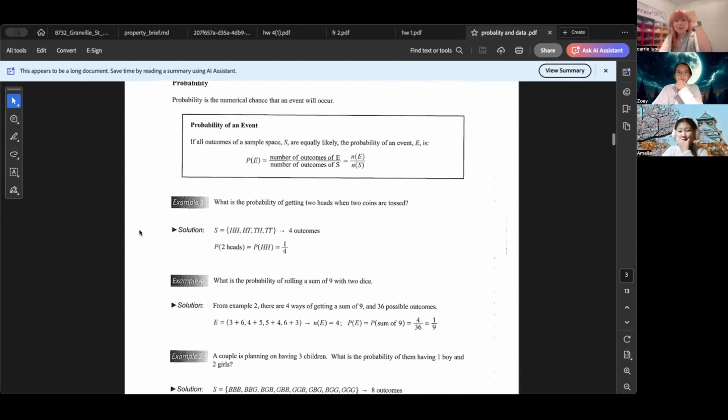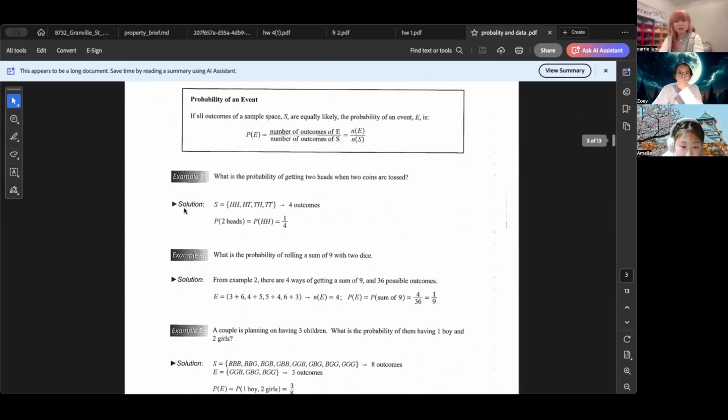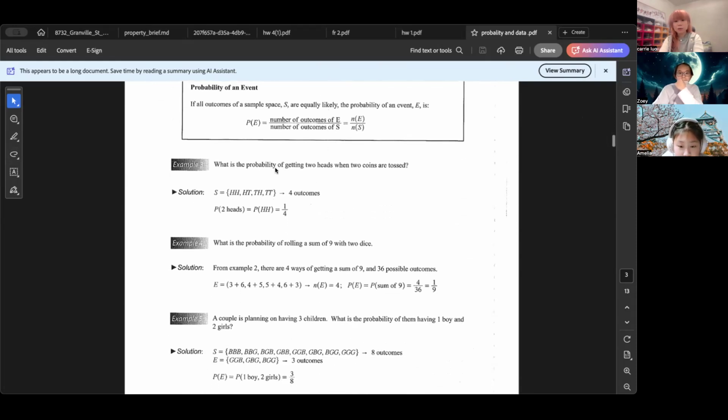Okay, so let's take a look at this one. The probability of an event: if all outcomes of the sample space S are equally likely, the probability of event E is like that. So let's take a look at this one. What is the probability of getting 2 heads when 2 coins are tossed? We just learned this, right?